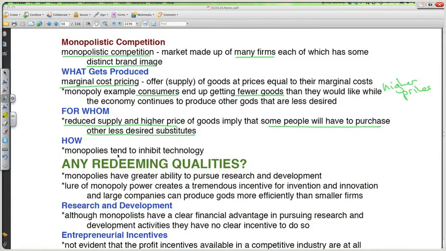When we're looking at the how, monopolies tend to inhibit technology because they have no incentive to actually create new things, unless that new technology is just to keep people out, so to keep up any barriers to entry.